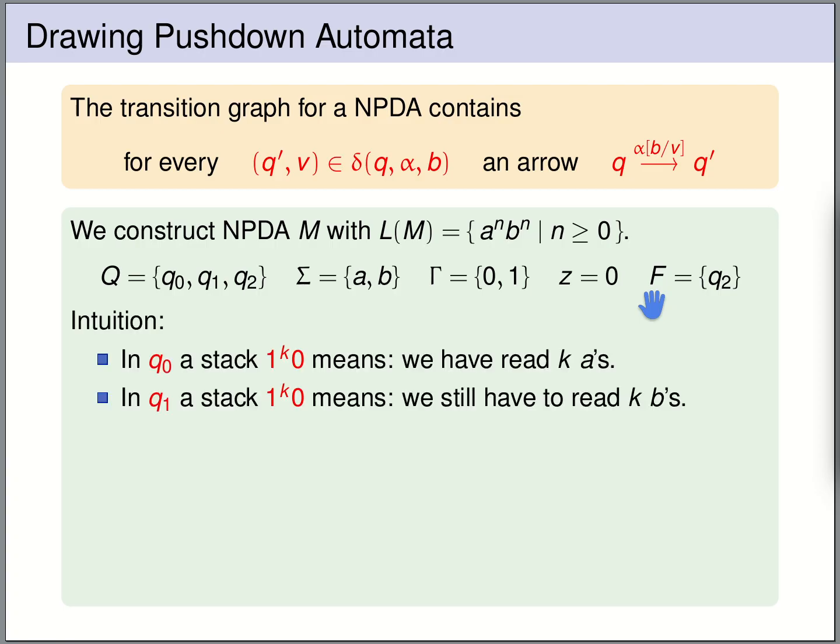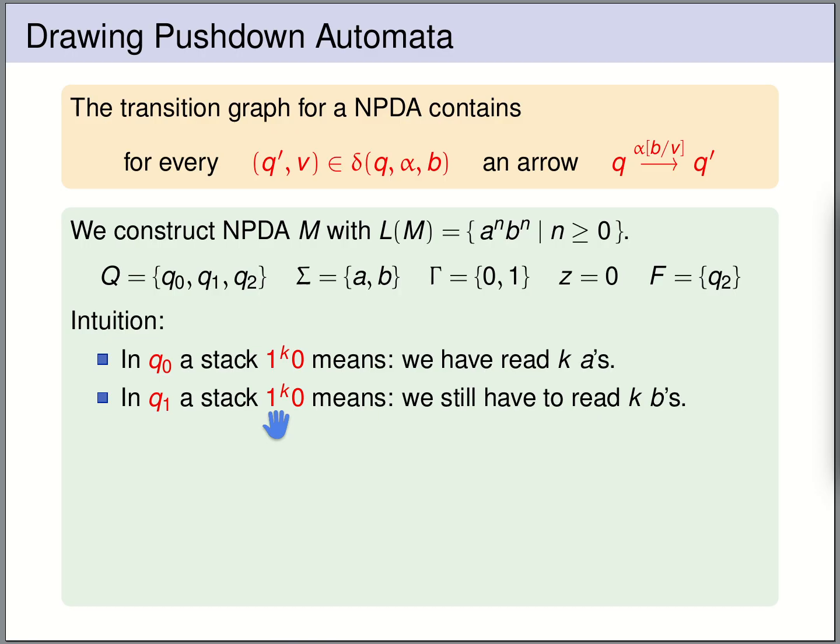Now we will use the following intuition, namely if we are in state Q0, then a stack content of the form 1^k 0, that means that 0 is at the bottom and then there are k ones on top, means that we have seen k a's, we have read k a's. And in the state Q1, this stack content of the form 1^k 0 will mean that we still have to read k b's. So the number of ones tells us how many a's we have seen or how many b's we still have to read.